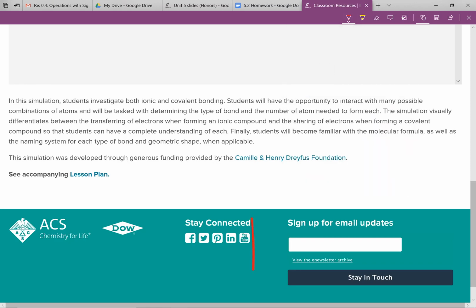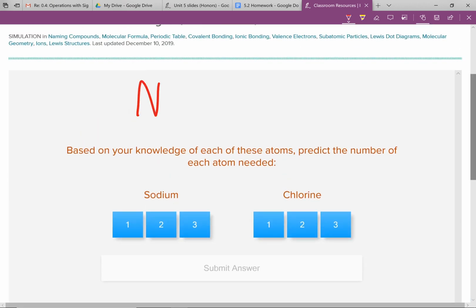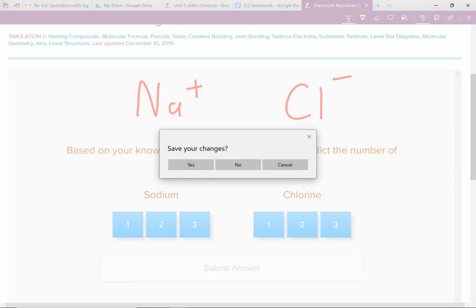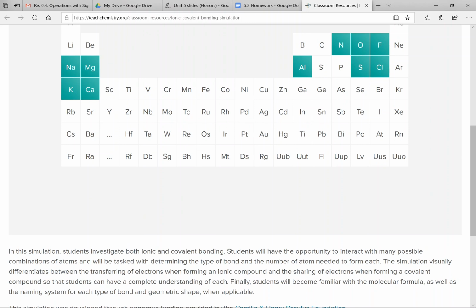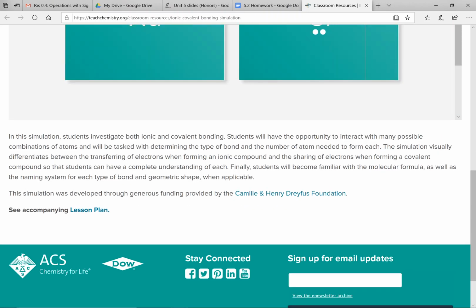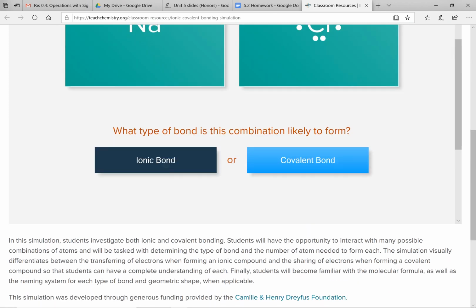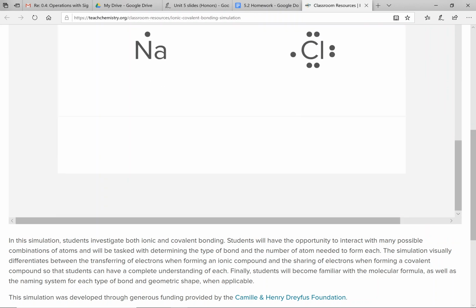Okay, what I'm going to do here, sodium chloride, right? Sodium is +1, chloride is -1. How many of each do we need? We need 1 of each, right? 1 positive plus 1 negative, that's a net 0. So if I go back here, let's see if it kept our choices. No, it reloaded the page. Okay, sodium, chloride. Come on. Ionic bond, right? And we need 1 of each. 1 positive, 1 negative, done.